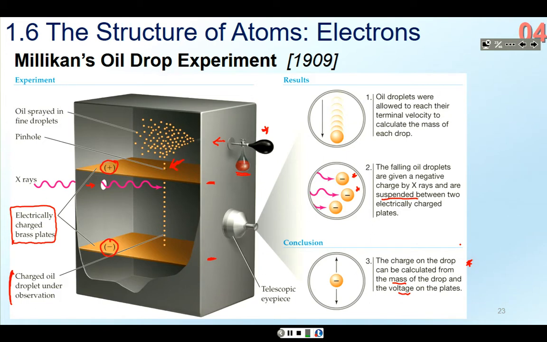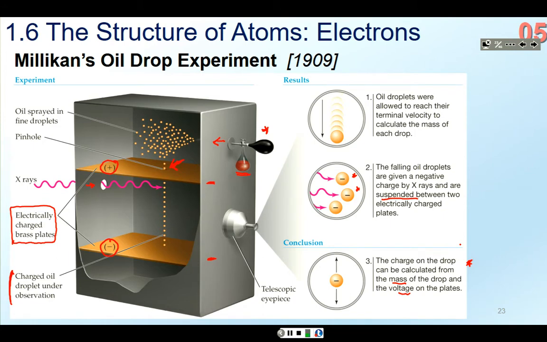As a consequence, they were able to come up with the mass of each drop having multiples of charges of electrons, and the mass of one electron was the least common multiple of all of these calculated values. Interesting. And they're adding electrons to the oil droplets and then suspending them between plates.